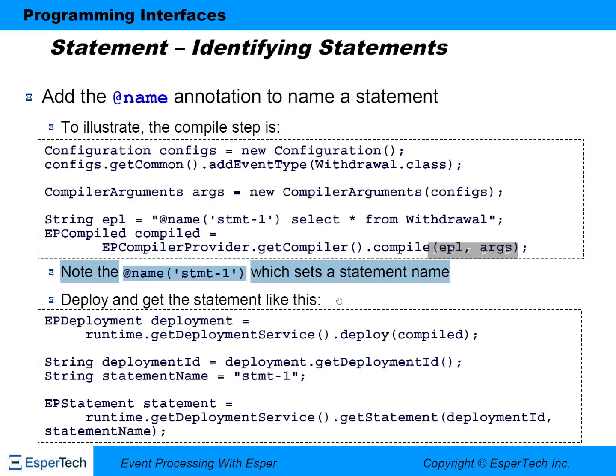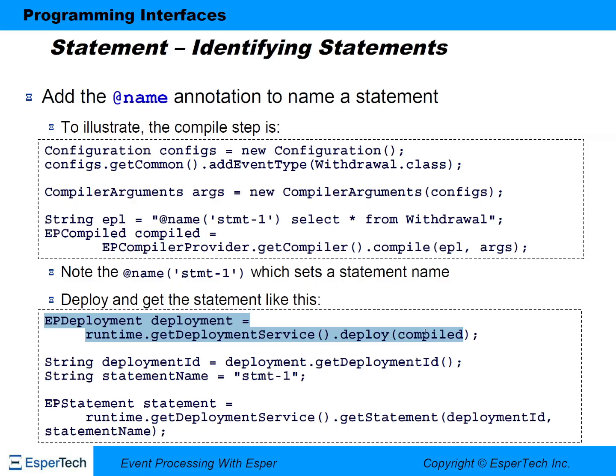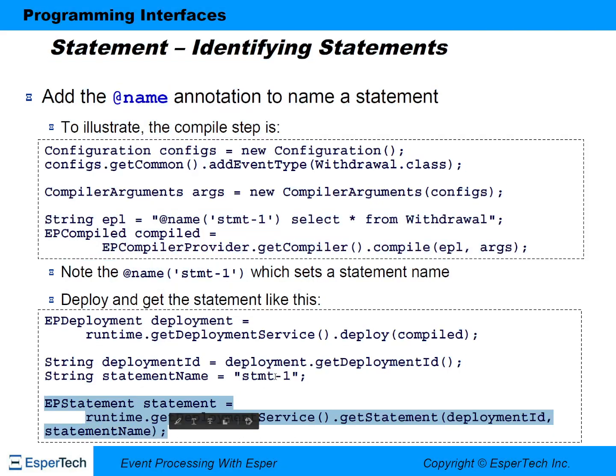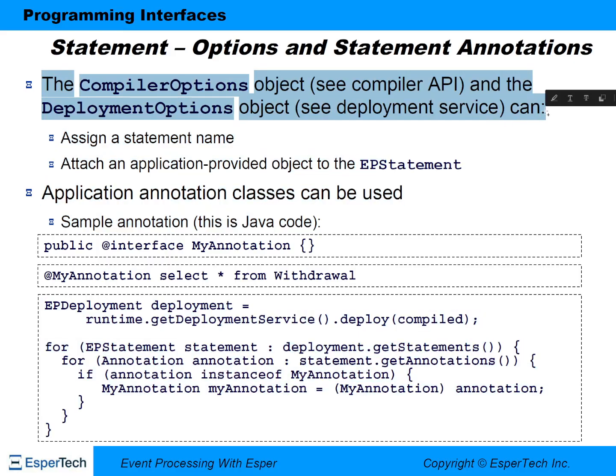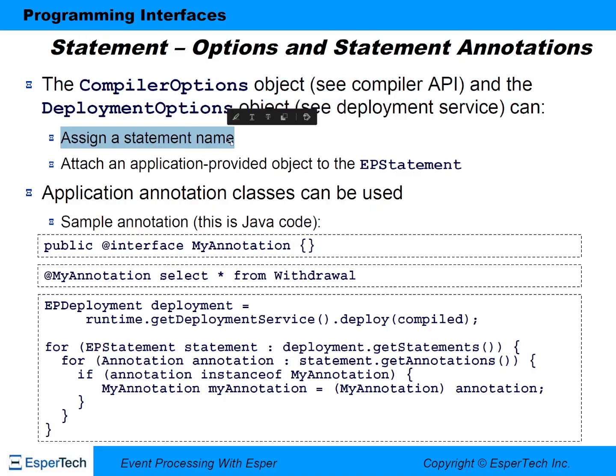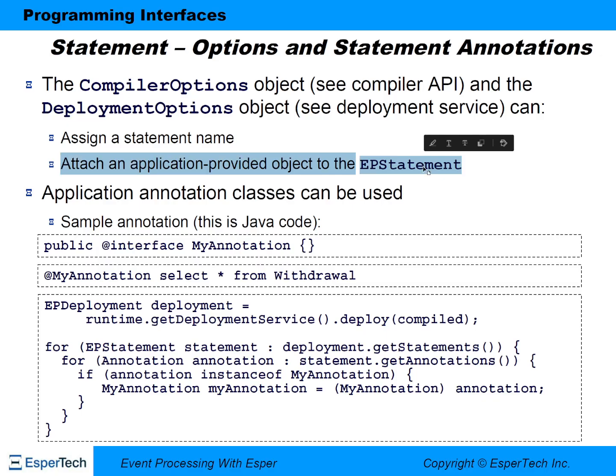The complete code to deploy and get the statement is EPDeployment equals runtime.getDeploymentService.deploy(compiled). EPStatement equals runtime.getDeploymentService.getStatement(deploymentId, statementName). The statement name can also be set by code. The compiler options object, used with the compiler, and the deployment options object, used when deploying, can assign a statement name. The options can also attach an application-provided object to the EPStatement.